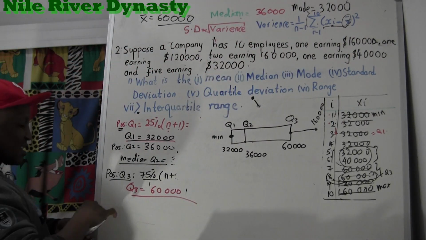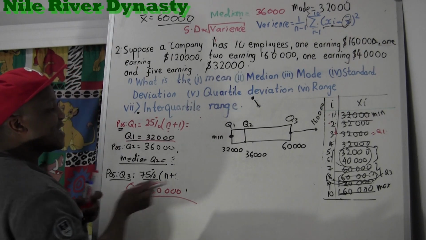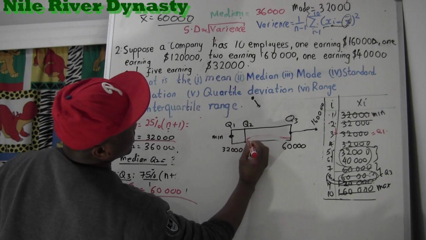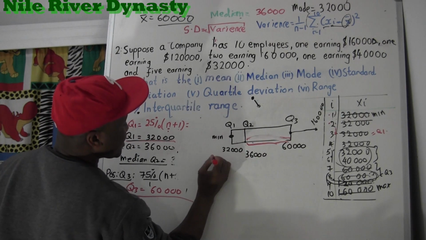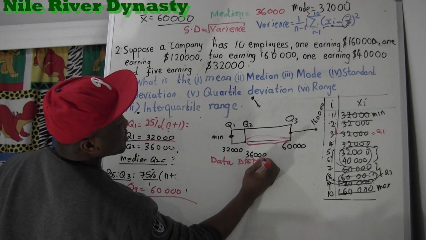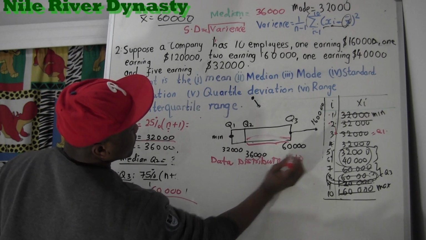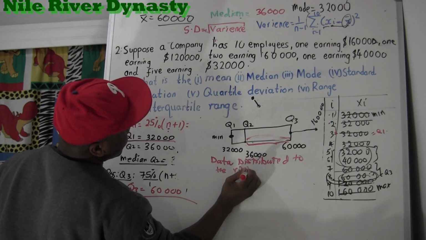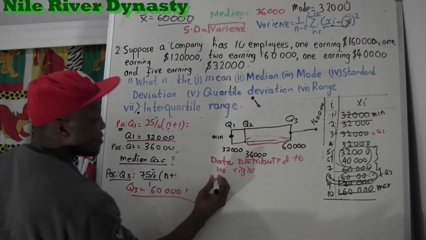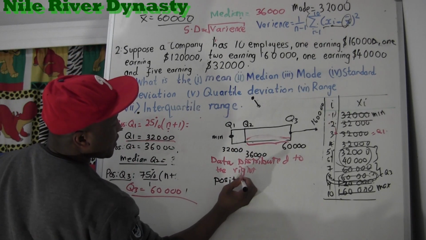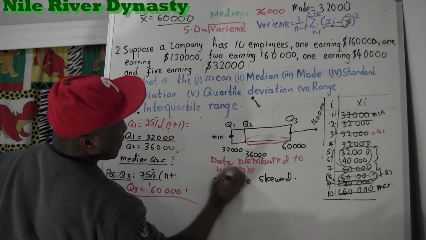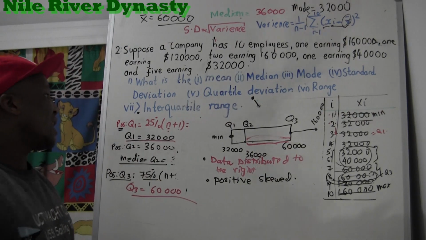The question sometimes asks about the distribution of the data. So the data is more distributed to the right, meaning all the spaces are to the right. Or sometimes you can say it's positive skew. So you can say the data is distributed to the right, or positive skew. So yeah, that's how you do this question.